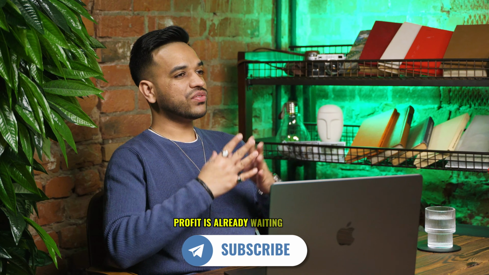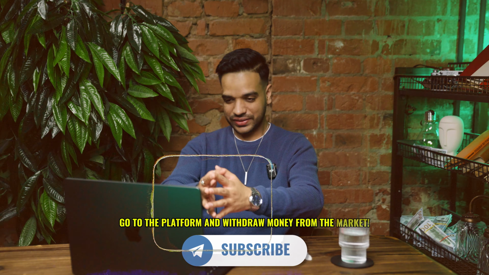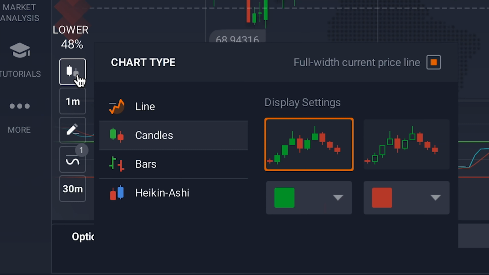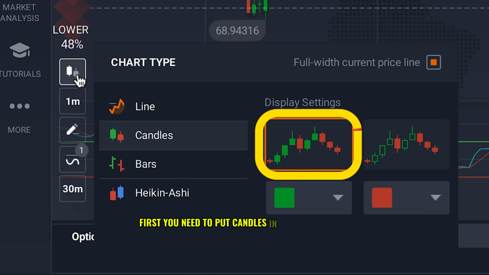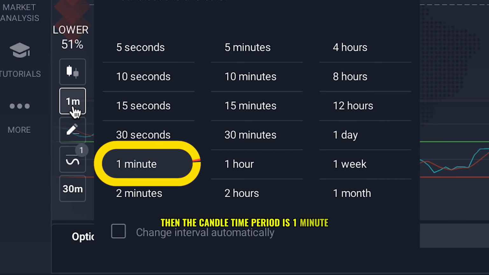Profit is already waiting for us. Go to the platform and withdraw money from this market. Here on the platform, let's start setting up right away. First, you need to choose the candles in the chart types. Then the candle time period is 1 minute.